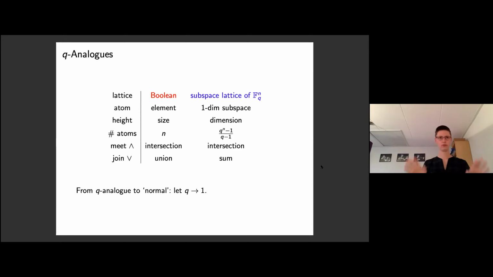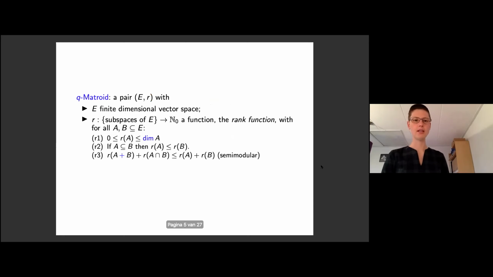Of course, there's no field with one element, but we can still do geometry over it, and it's just sets. So the first thing that you can do if you want to go into q-analogues is just stare at the definition and make a straightforward q-analog of it and see what falls out. Well, that's what we did with matroids.